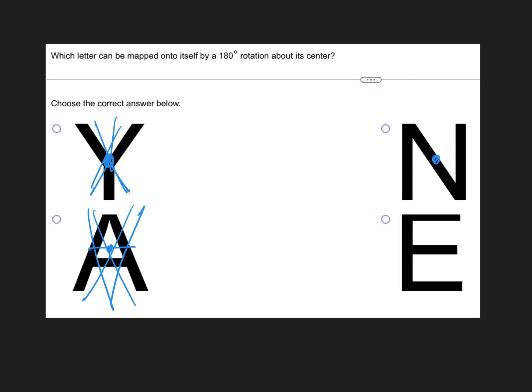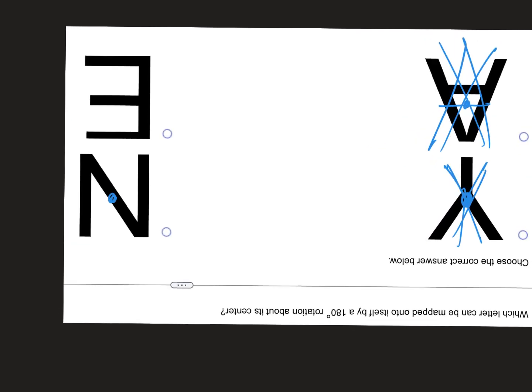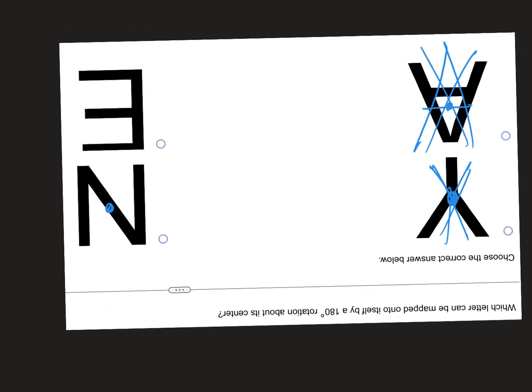I got to unlock my rotation. Okay, now let's see. If I rotate this picture upside down, ooh, that's a really good visual. Which one of these looks exactly the same? Hey, that makes it easy to see. N is the only one that still looks like the letter N.